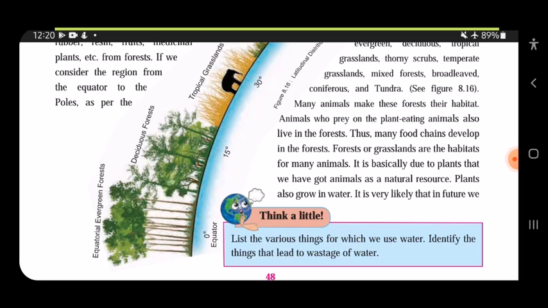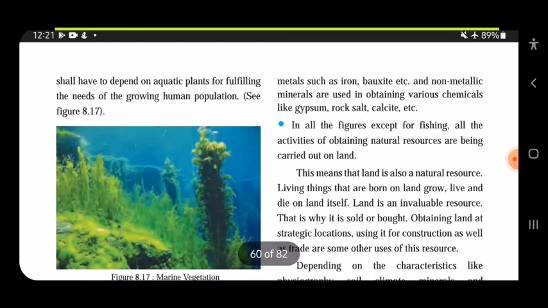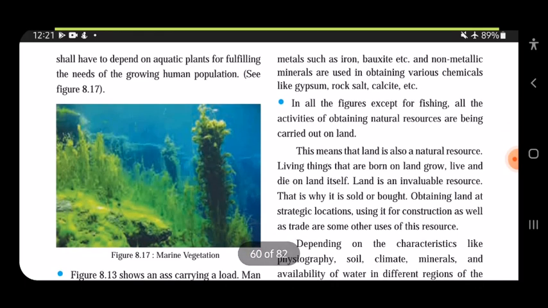Plants also grow in water. We know that, right? Now, what are they called? They are called mangroves. We'll see further. It is very likely that in future we shall have to depend on aquatic plants for fulfilling the needs of the growing human population. Now we are cutting down forests. So what they are saying is, in future we will have to depend on these aquatic plants, the plants which grow in water, because of the growing population.